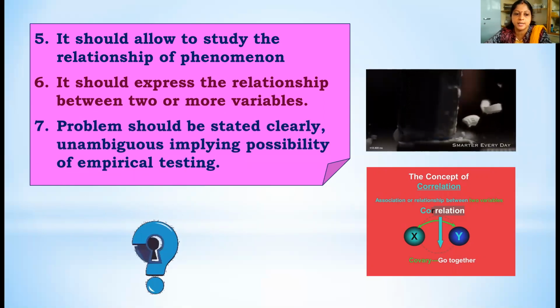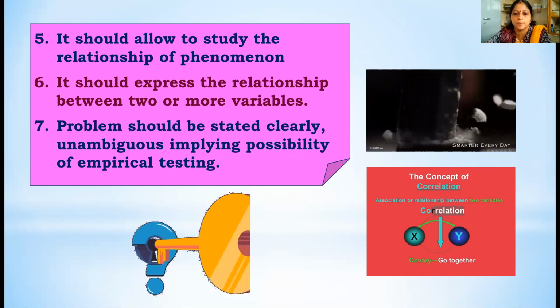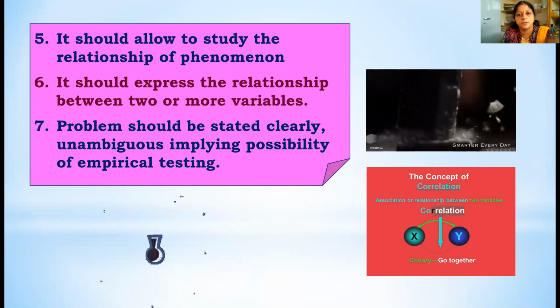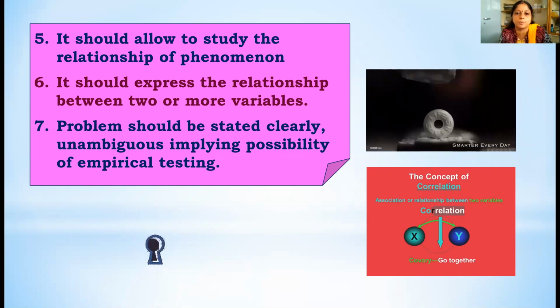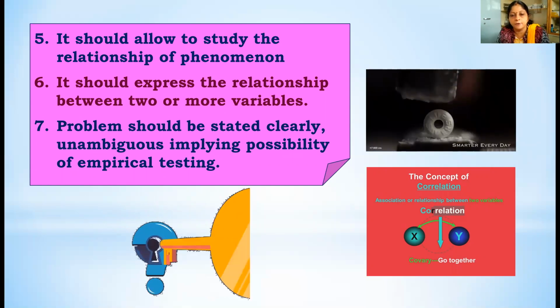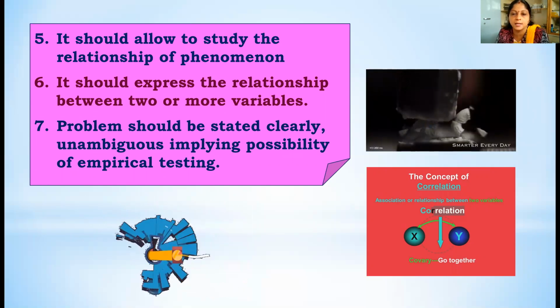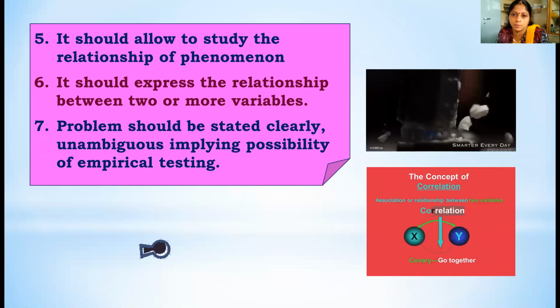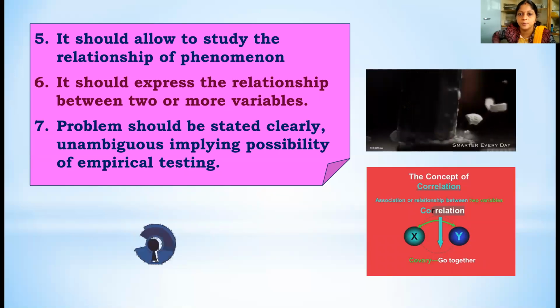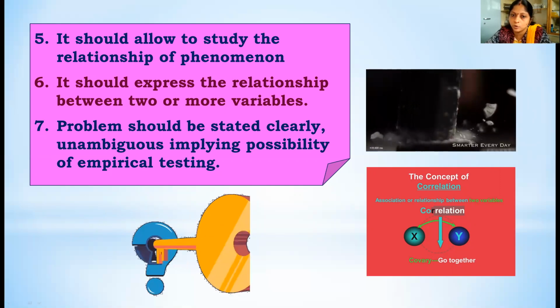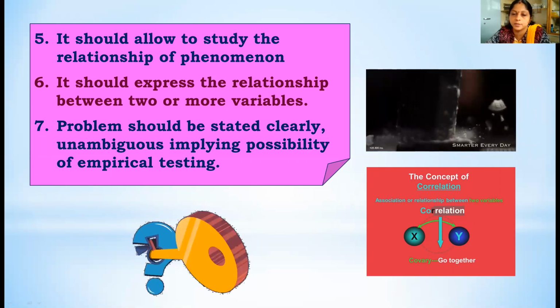The problem should be stated clearly and unambiguously, implying the possibility of empirical testing. Whenever I am coming out with a problem, or if I want to study some problem, that should have clear-cut information and should not be ambiguous. That means there should not be any conflict in that. And whenever I want to take a problem, it should be one that could be tested and studied. You should not select a problem that could not be tested, because then you cannot come out with a solution for the problem.